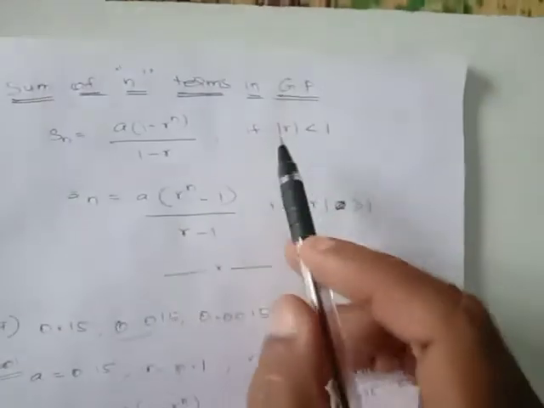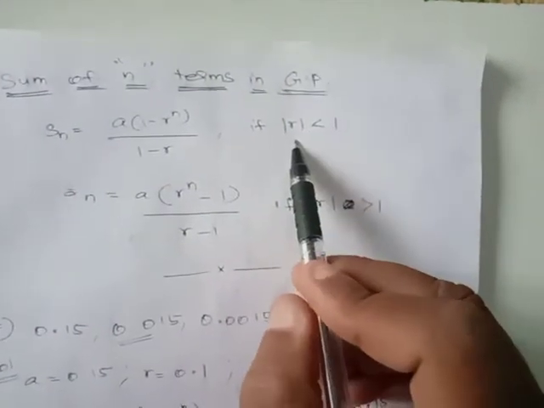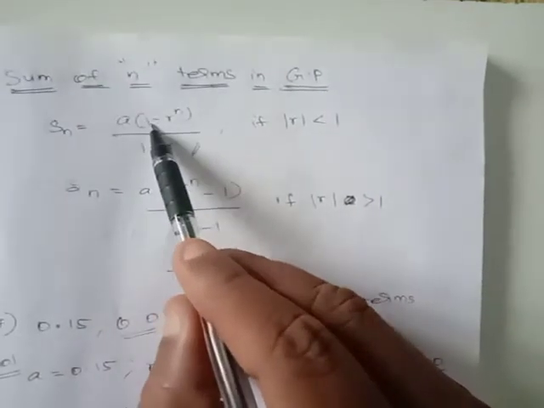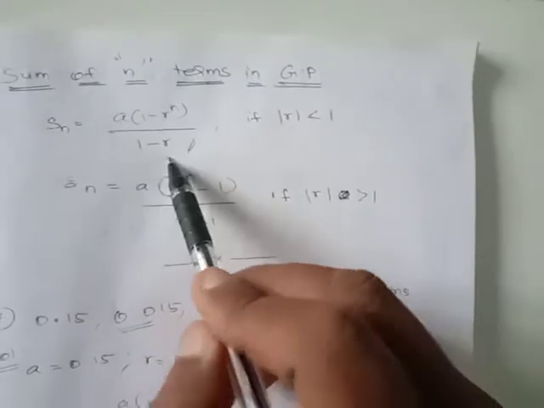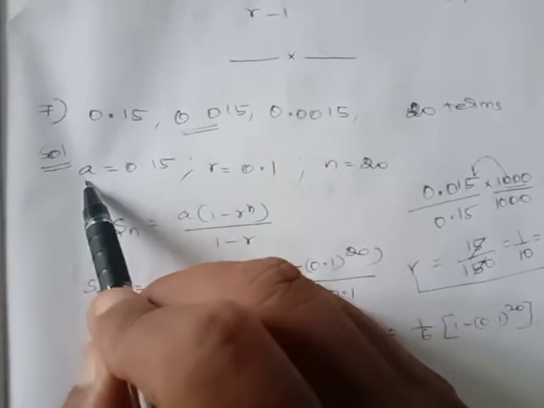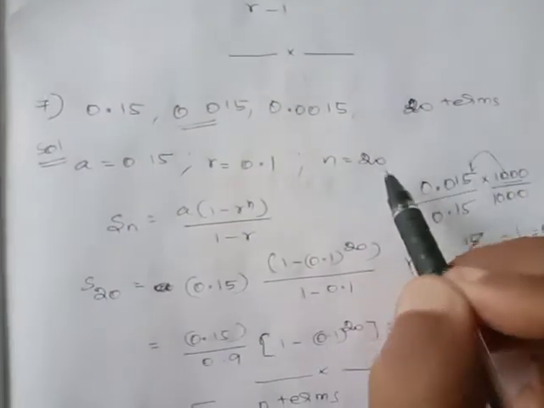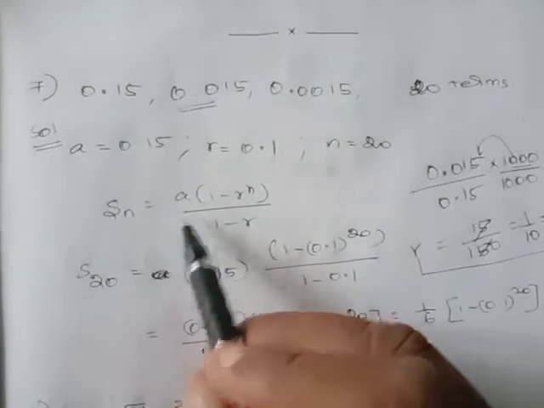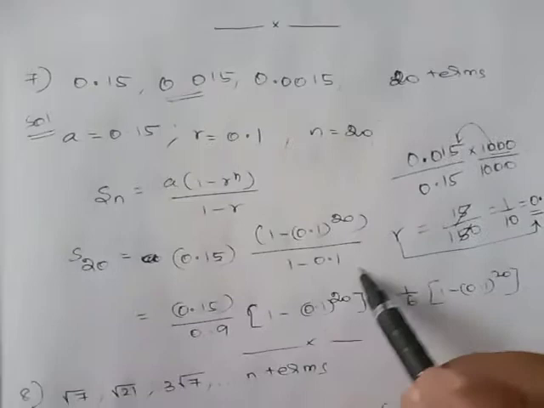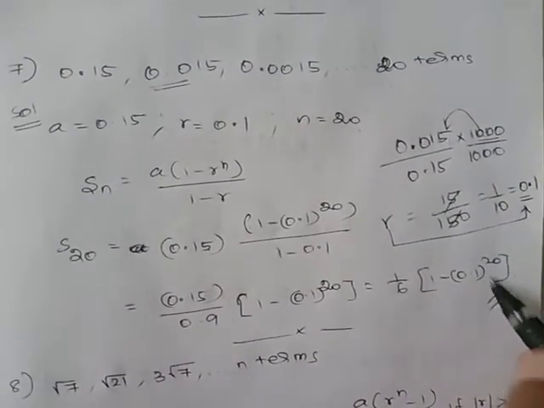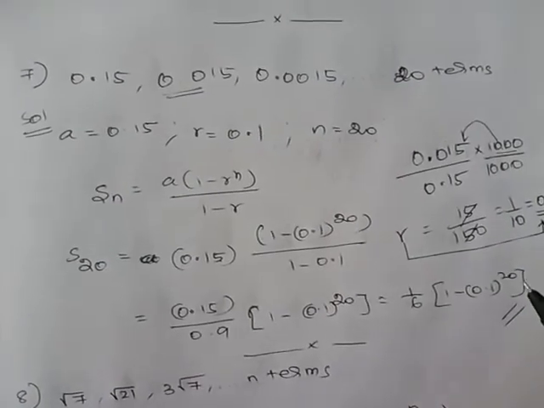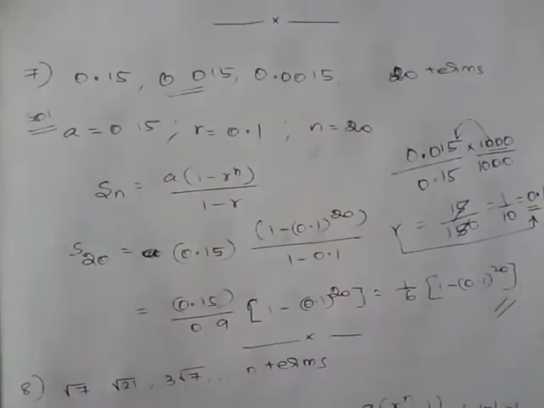We know that modulus of 0.1 is again 0.1, which is less than 1. Hence we will use the formula a into 1 minus r power n divided by 1 minus r. So we got the value of r. From the series we can find the value of a, and the number of terms is 20. Corresponding values will be substituted in the corresponding places, and when we simplify it, we get this final answer. We need not find 0.1 to the power of 20. I hope you can understand this problem.